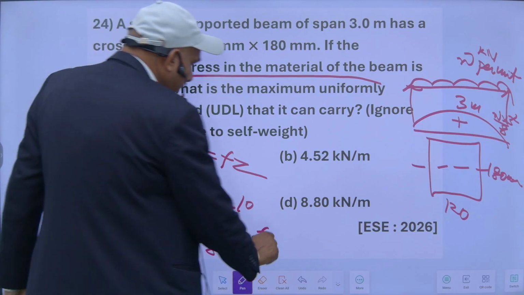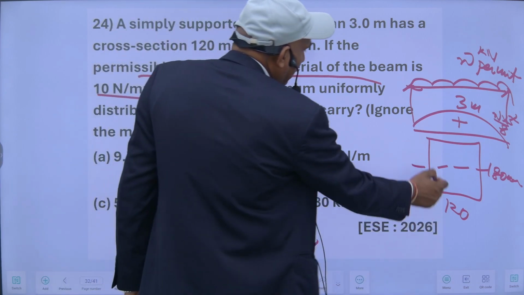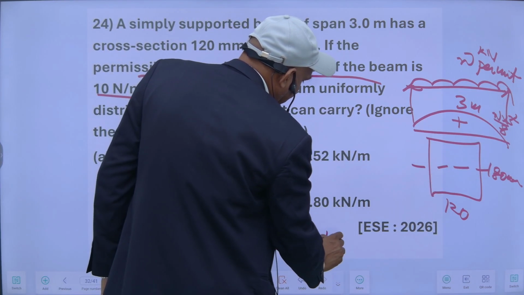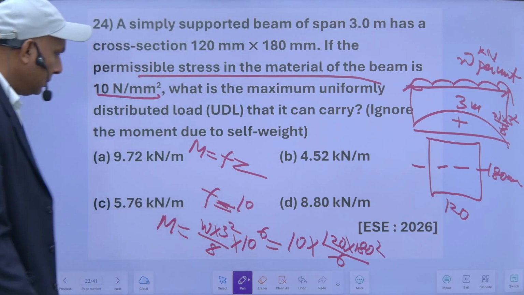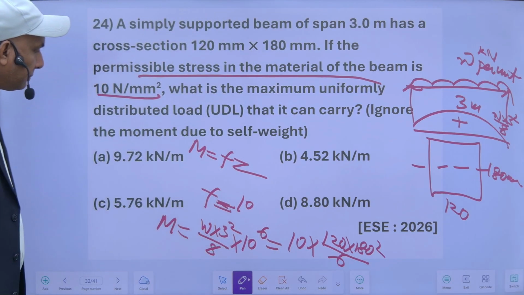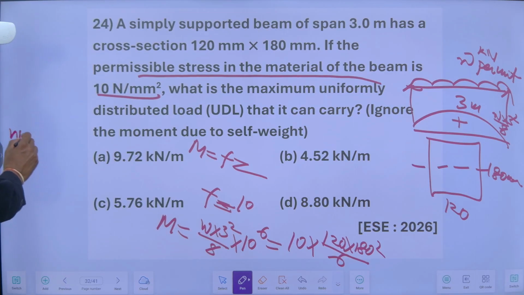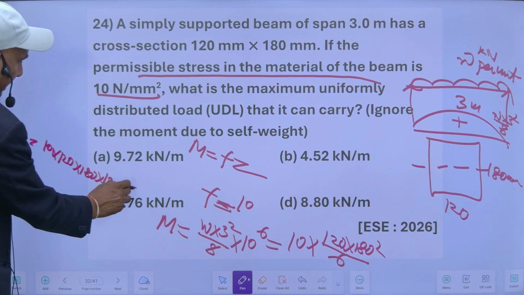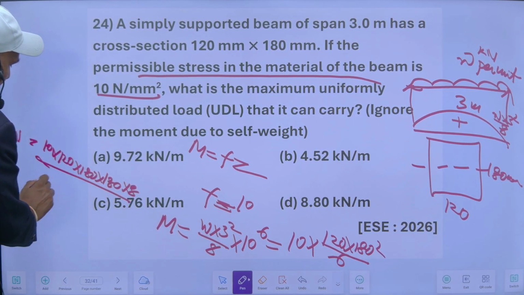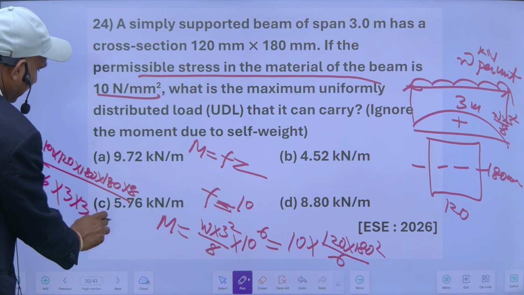This M is equal to Fz. F is 10 into Z. Z is the section modulus about the neutral axis. This is BD square upon 6. BD square upon 6 is the section modulus. So with this I can calculate the W. So W will be 10 into 120 into 180 into 180 into 8 upon 6 into 3 into 3 into 10 raised to the power 6.